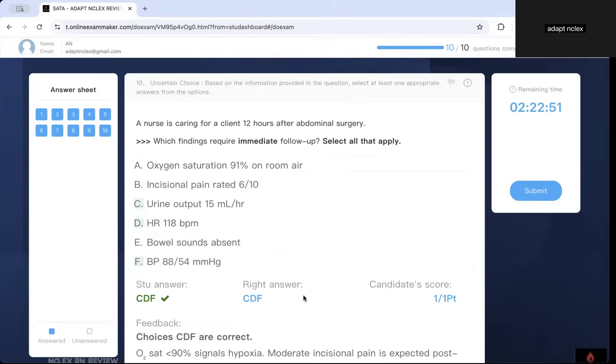This is Adapting Class, NCLEX practice questions and answers, NCLEX review questions on select or apply using common sense, SATA questions.